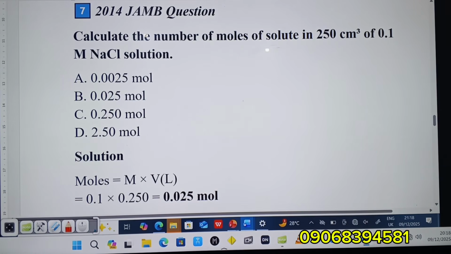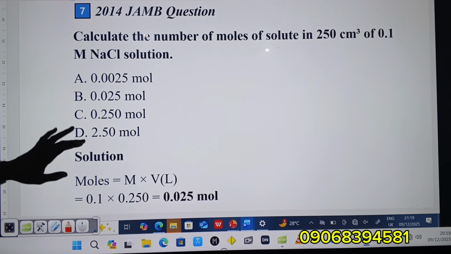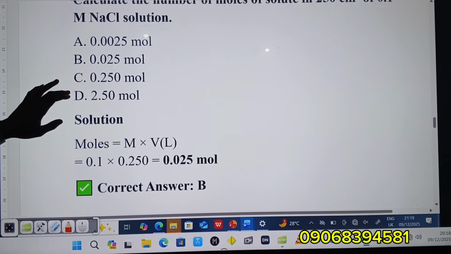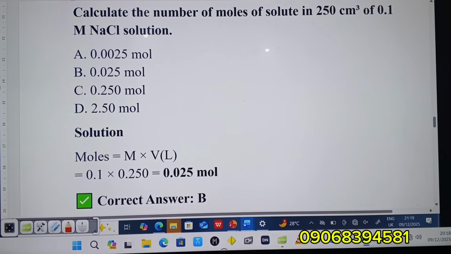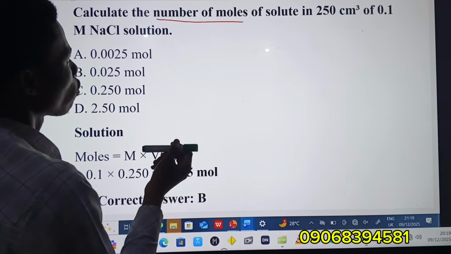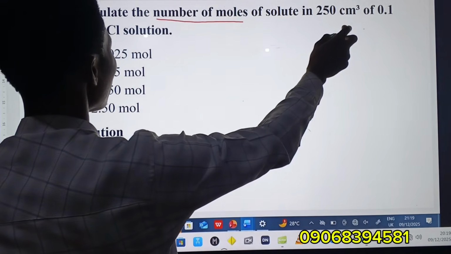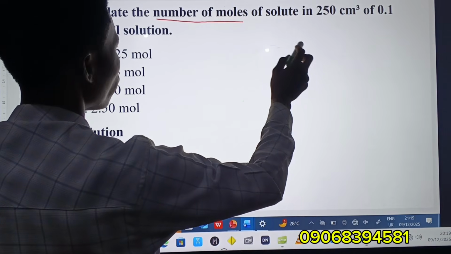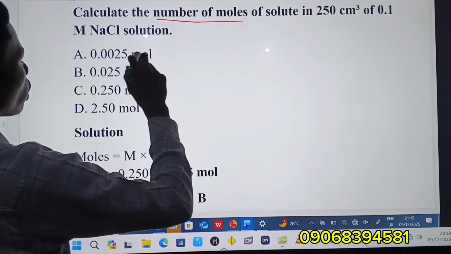Next question is 2014. Calculate the number of moles of solute in 250 cm cube of 0.1 molar sodium chloride solution. The answer is already here. Calculate the number of moles. The first thing I told you, always underline what you are asked to calculate. What you are asked to calculate here is the number of moles of solute in 250 cm cube, that's the volume of 0.1 molar sodium chloride solution.